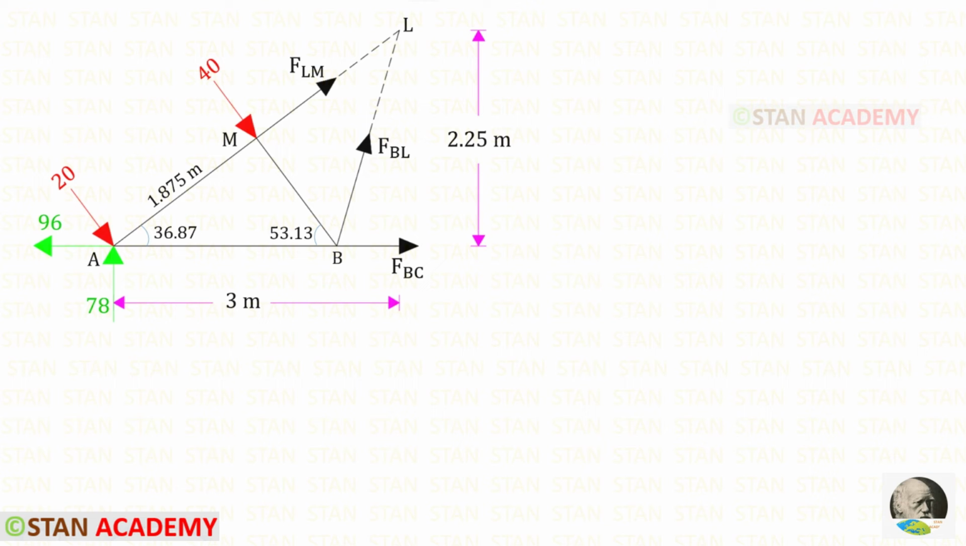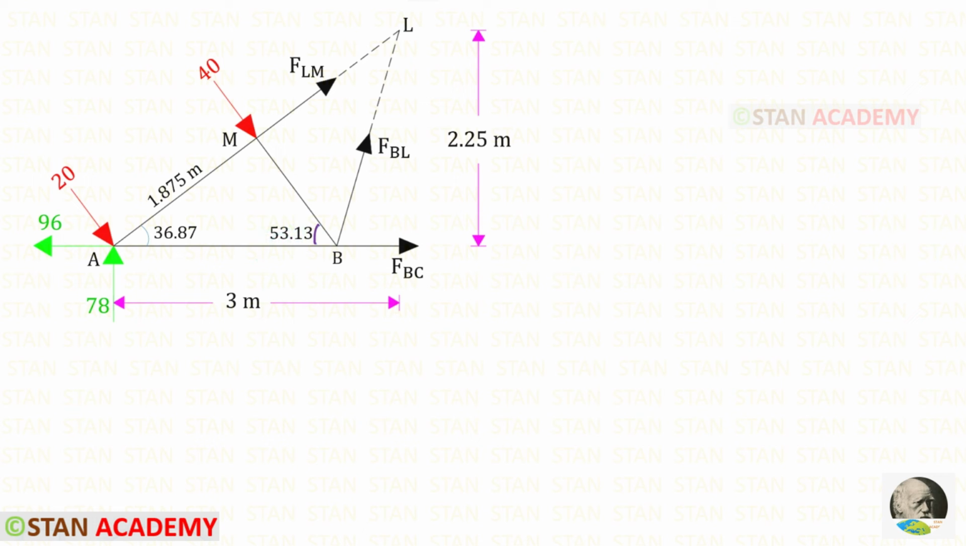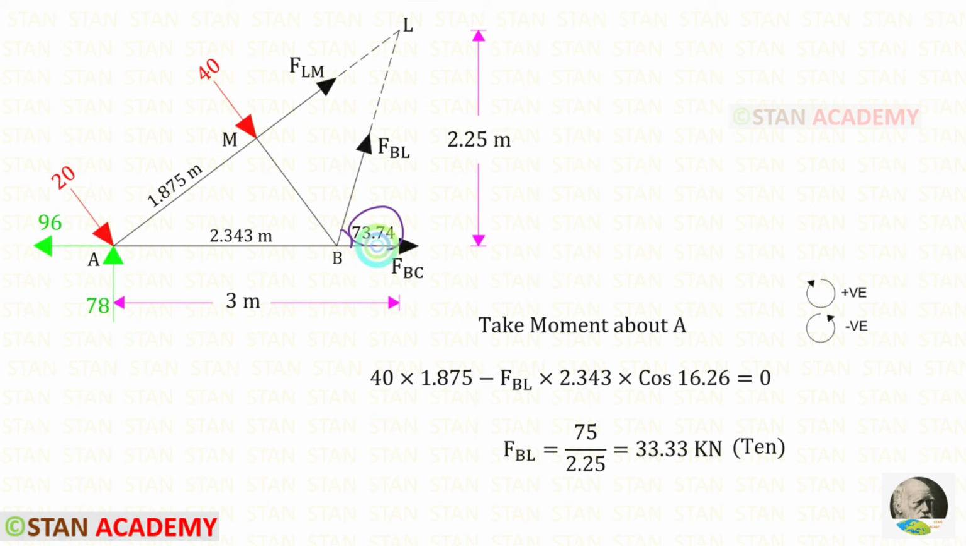Before finding the member force FBL, we need to find some angles. This is 36.87 and this is 90. So this angle should be 90 minus 36.87. So it will be 53.13. These two triangles are having the same dimensions. So if this angle is 53.13, this angle also should be 53.13. Then we can easily find this angle. This angle should be 180 minus 53.13 into 2, so that we will get 73.74.